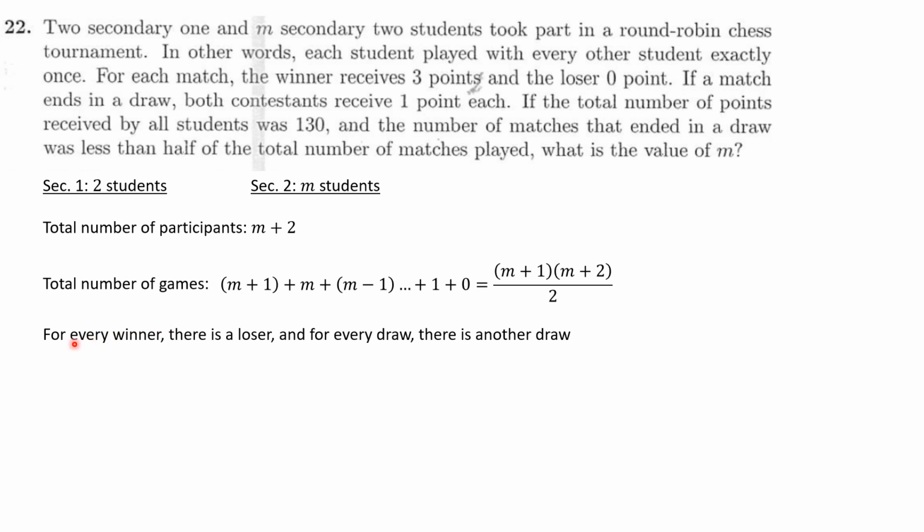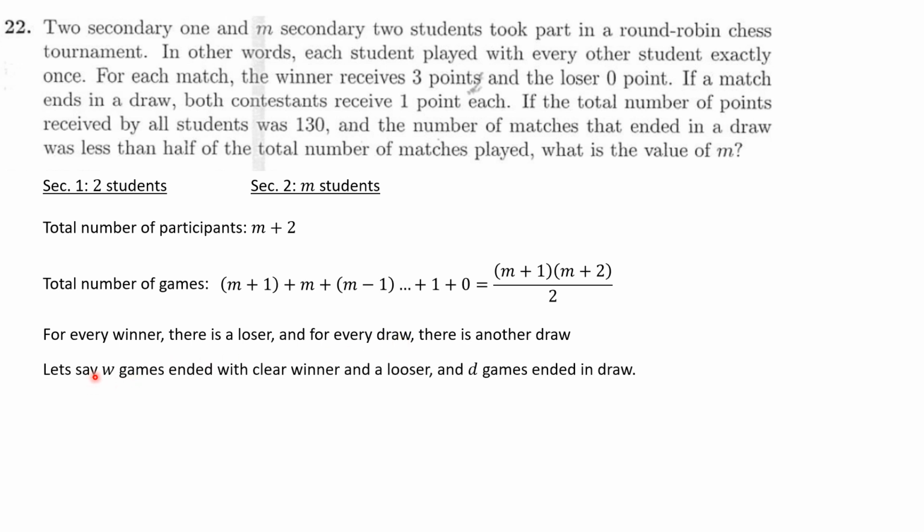Now, note that for every winner there is a loser, and for every draw there is another draw, right? So for each game, we're going to have 2 outcomes, a winner and a loser. So total points is going to be winning points 3 plus 0, or it's going to be a draw, which is going to be 1 plus 1, 2 points.